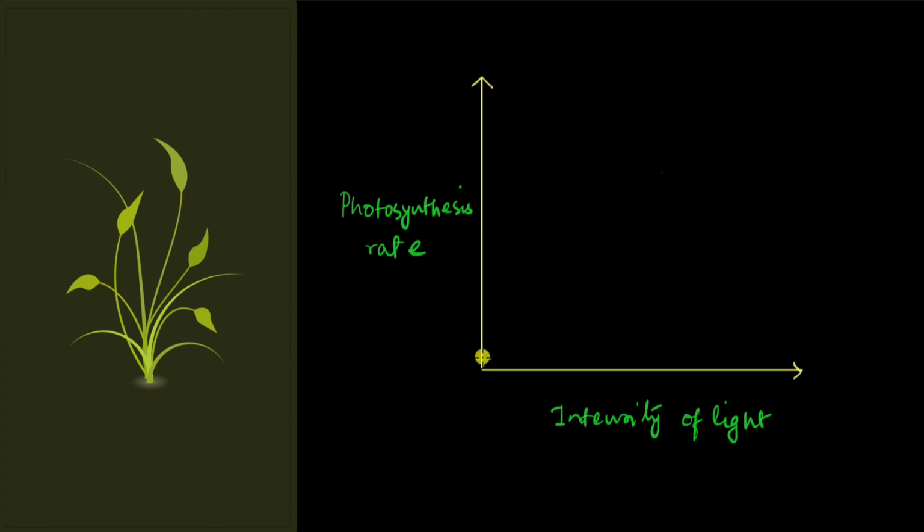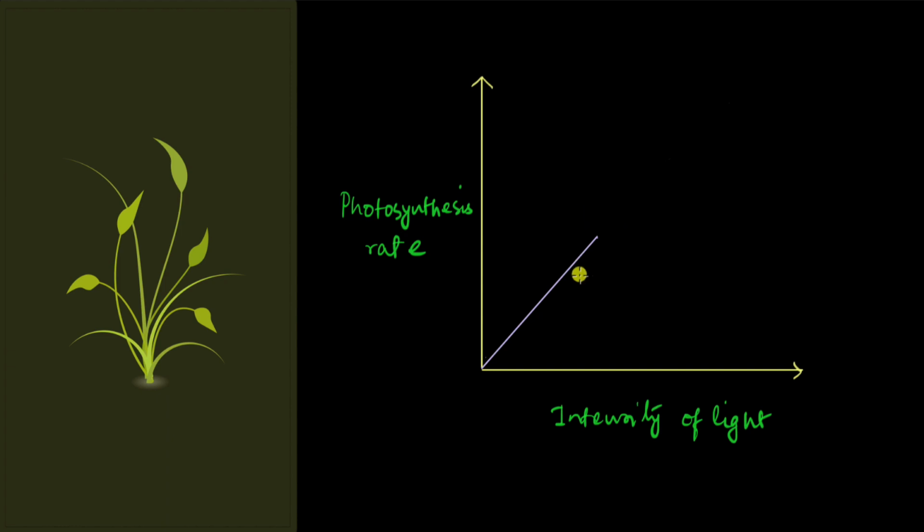You would expect that when there is no intensity of light, the photosynthesis rate is 0, and then as it increases, the photosynthesis rate increases, right? Like this. And then you would expect as the intensity of light goes on increasing, the photosynthesis rate also goes on increasing. Turns out that that is not quite the case. So then what happens really?